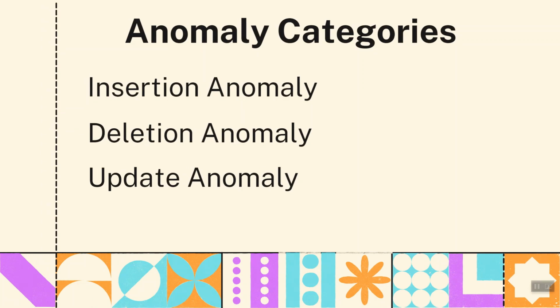What is this insertion anomaly? When one cannot insert a new record into a relationship due to lack of data, it is called insertion anomaly. Deletion anomaly is where the deletion of data results in unintentional losses. Update anomaly: when an update of a single data value requires multiple rows to be updated, it is called update anomaly.